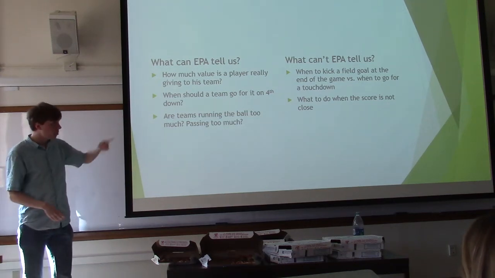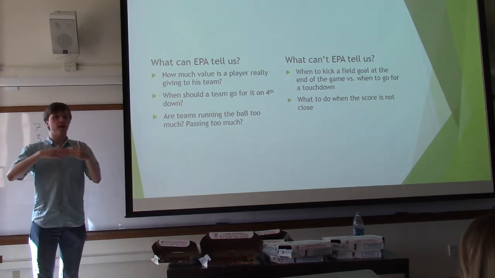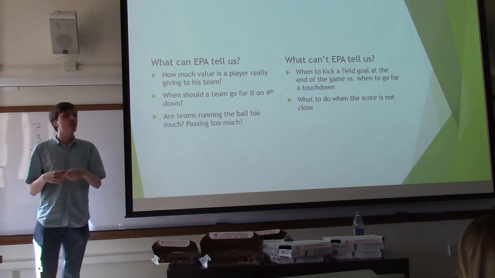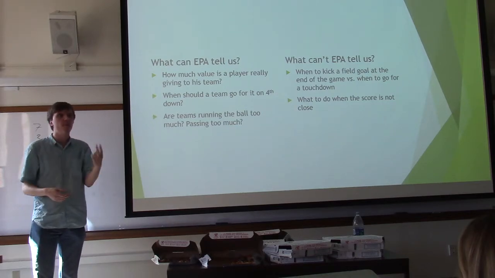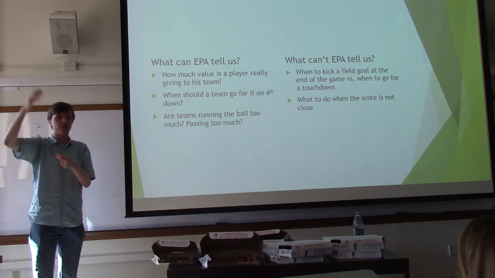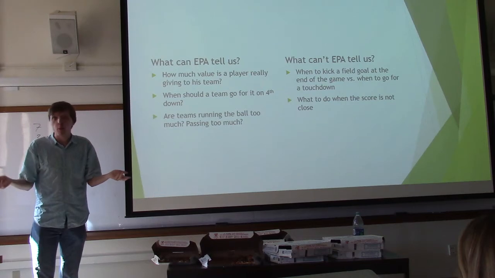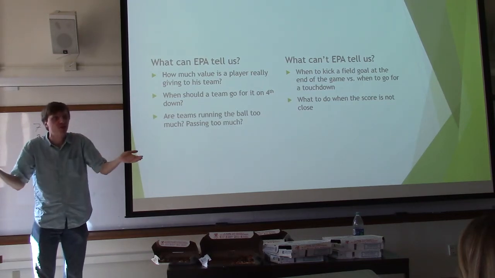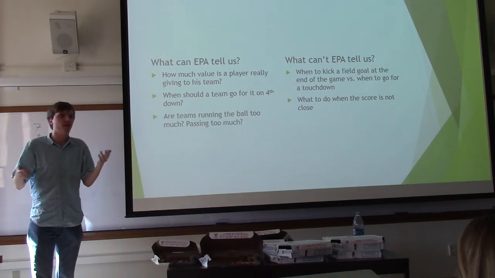Okay, but here's what EPA can't tell us. Say there are 3 seconds to go in the game. You've got 2nd and 1 from your opponent's 3-yard line. You're down by 2 points. It makes sense to kick a field goal in this situation, because your field goal is almost automatic, and then you just win. Expected points would tell us to go for it, because it's more points. So maybe it's telling us nonsense. So we need maybe another model.